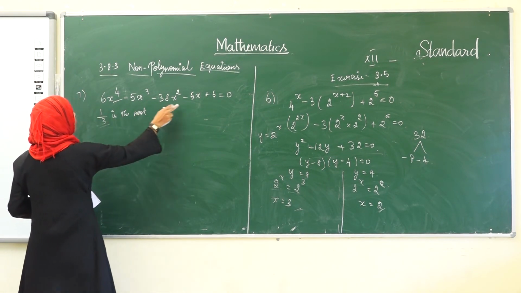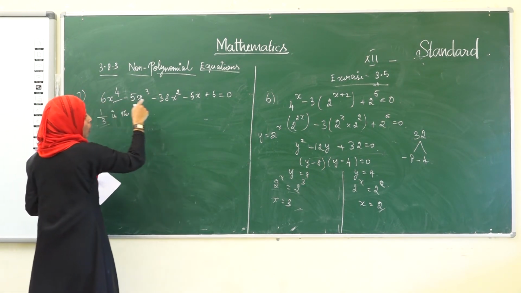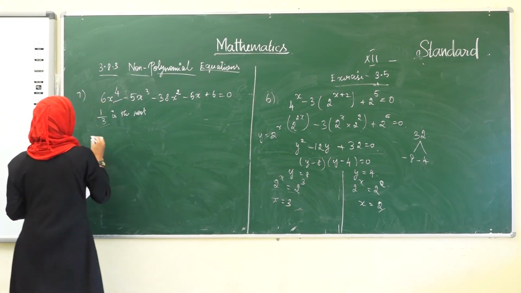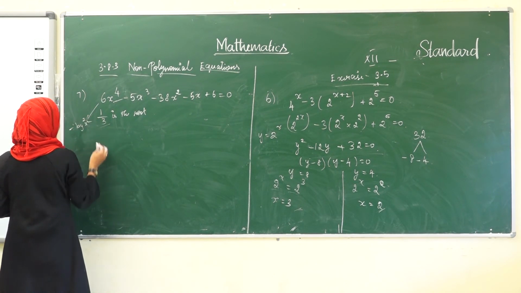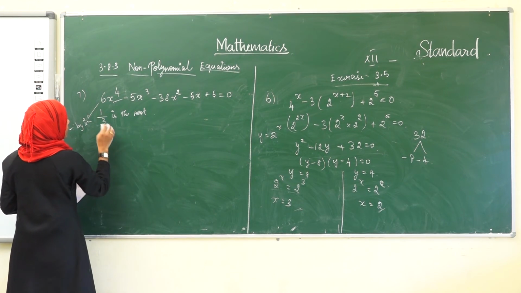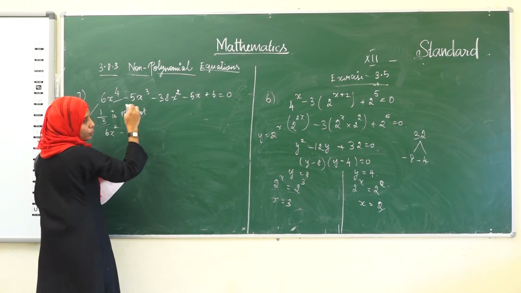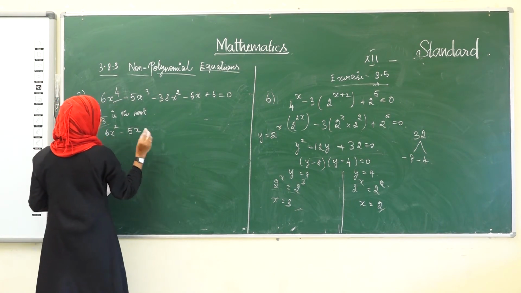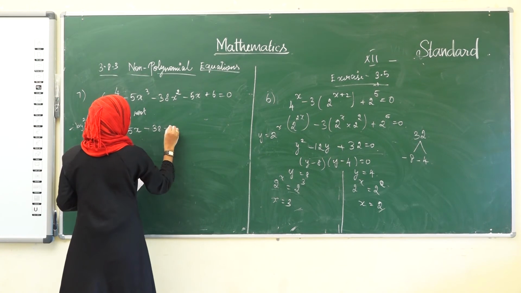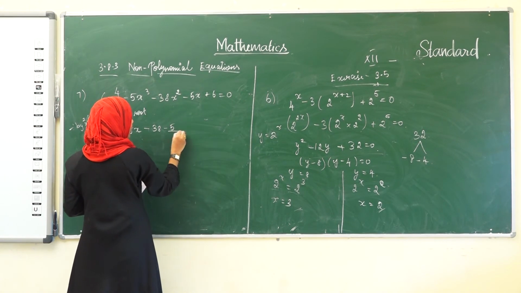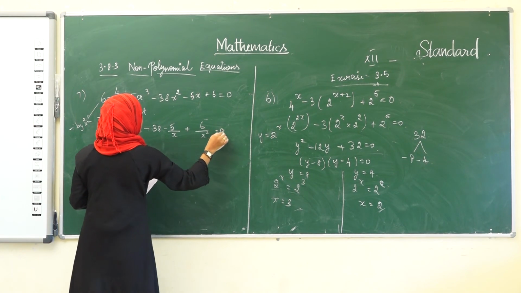See this equation, this is an even degree polynomial equation of type 1. Then what you are going to do is divide the equation by x square. 6x power 4 divided by x square is 6x square, minus 5x cube divided by x square is 5x, minus 38x square divided by x square is 38, minus 5x divided by x square is 5 by x, plus 6 divided by x square, equal to 0.